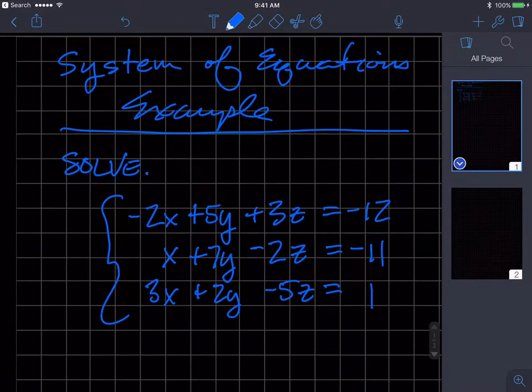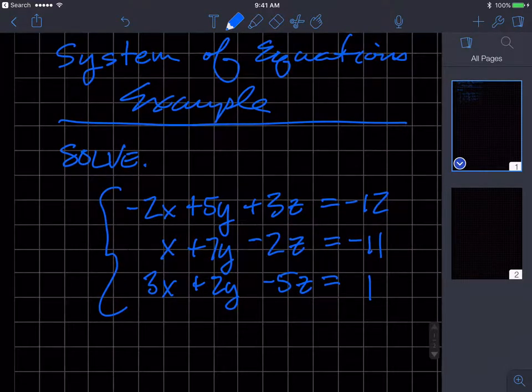So we're going to try to do this system of equations that I somehow got the wrong answer yesterday, but here we go. That's it. System of equations is an example.